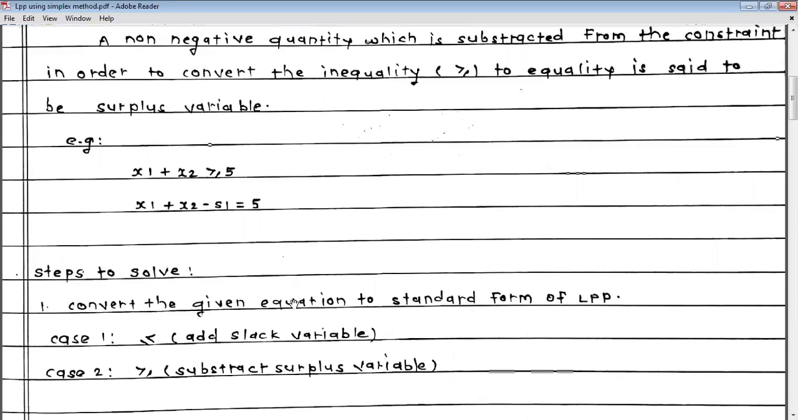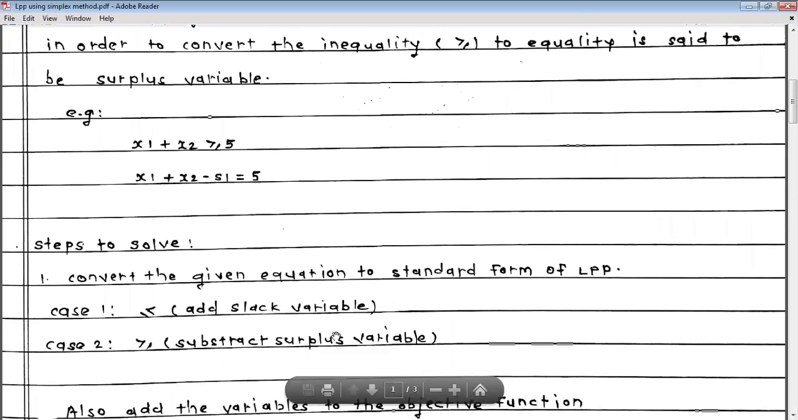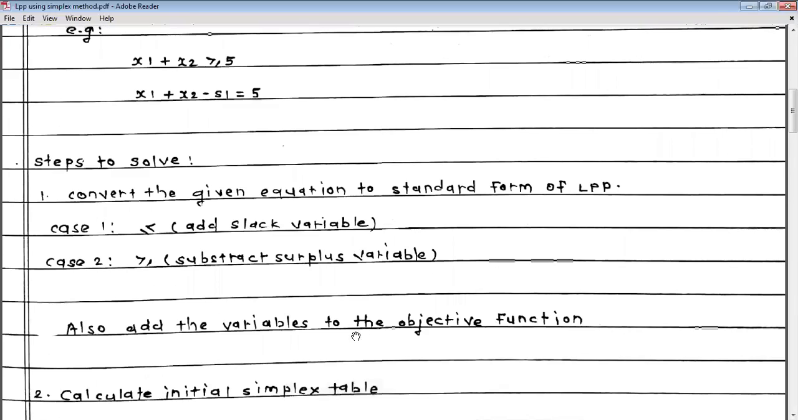The first step in the simplex method is to convert the given problem to the standard form of LPP. If it is a less than or equal to constraint, you will add the slack variable, and if it is a greater than or equal to constraint, you will subtract the surplus variable. Now we also have to add these variables to the objective function.